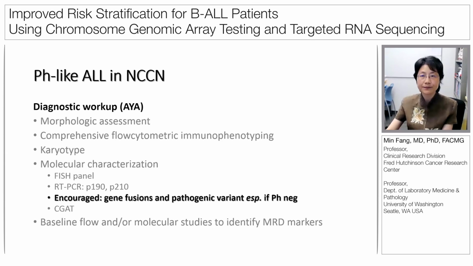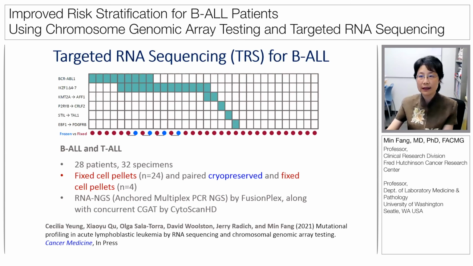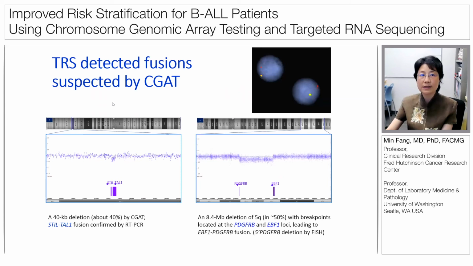We recently finished a study showing that using targeted RNA sequencing is very effective for BLL patients. We looked at 28 patients with 32 specimens, 4 of those patients with paired fixed cell pellets and cryopreserved cells to compare the results. We were able to show targeted RNA sequencing can really effectively identify abnormalities, and we saw detected fusions suspected by CGAT.